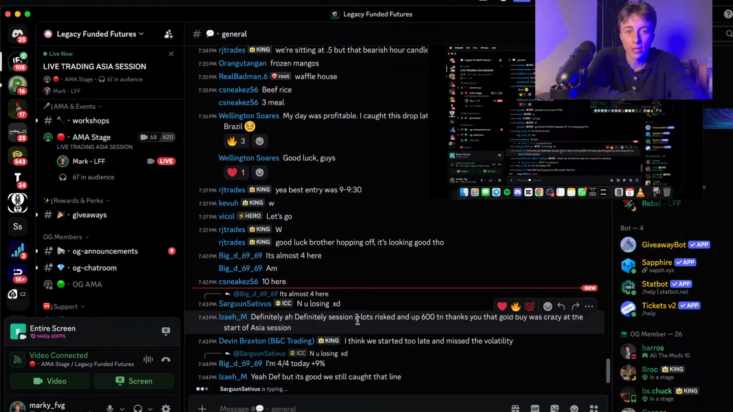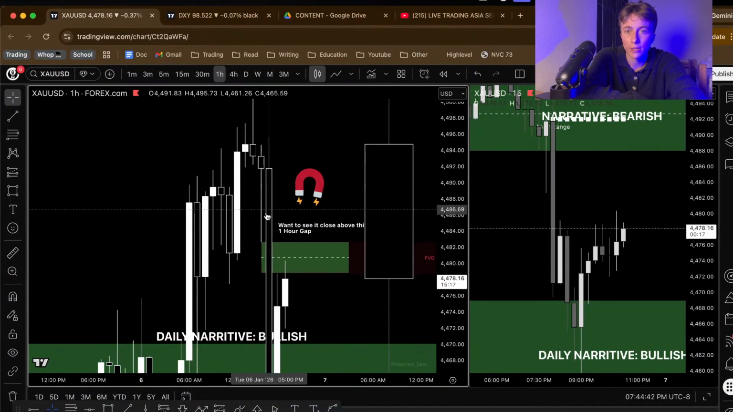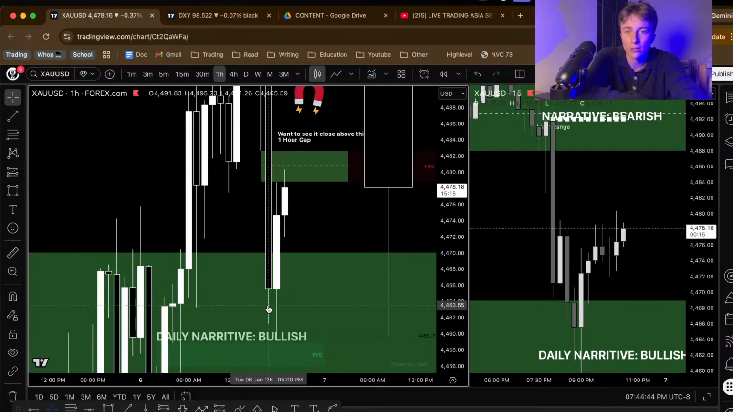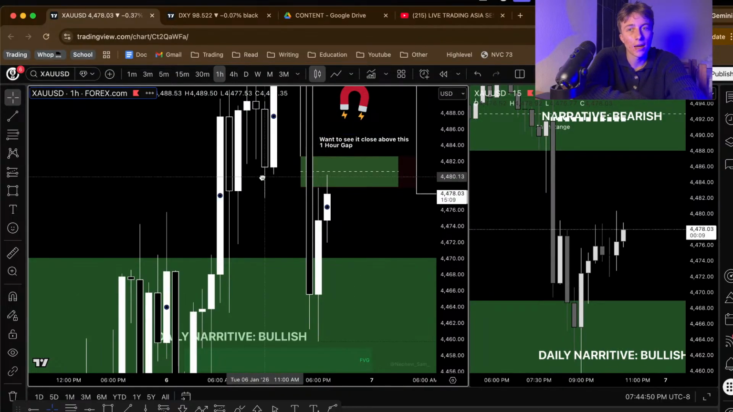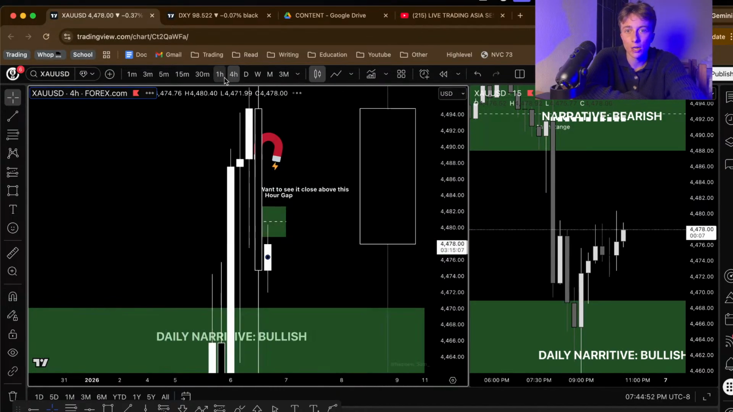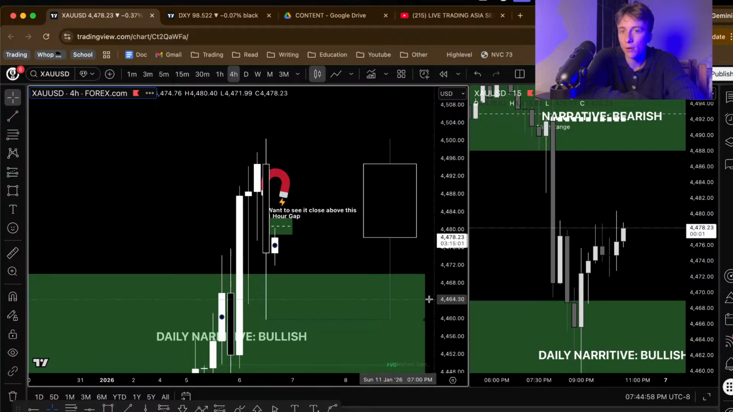I think we started too late and missed the volatility. No, it's not that we missed the volatility. I definitely wouldn't have been looking for this to run back down into this daily gap. But now that we tapped into the daily gap, it's going to be a nice expansion. It's just taking its time. We got a new 4-hour candle. And maybe price is just unclear of whether it wants to run up right now.